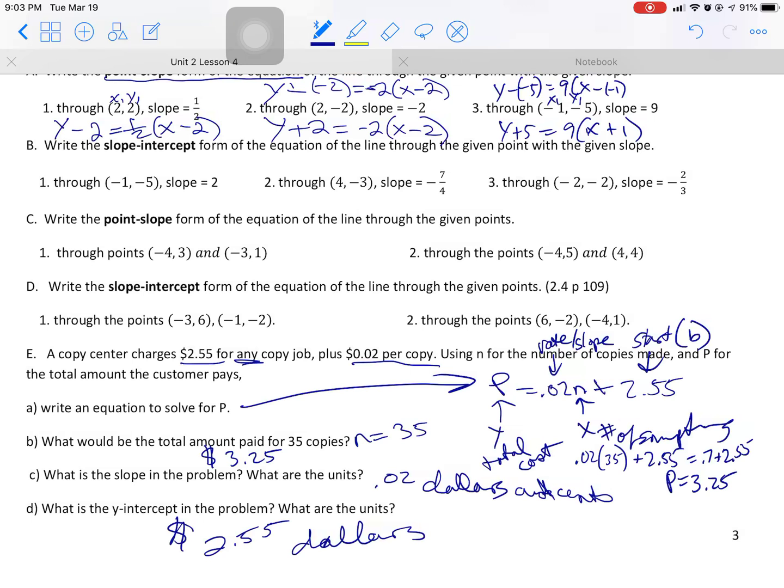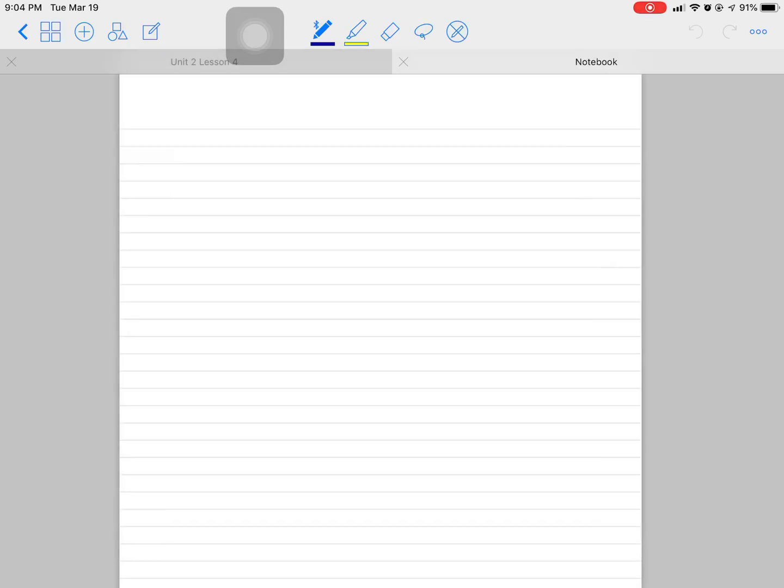Okay, so the first one says, B says put things in slope-intercept form. This one says point-slope. This one says slope-intercept. So let's go to blank pieces of paper here.